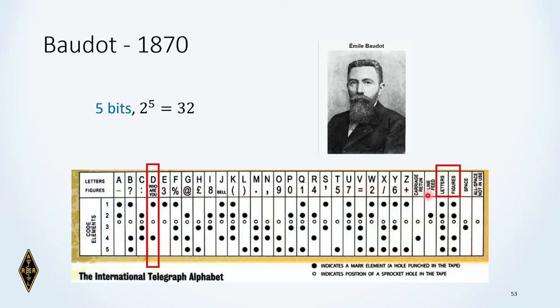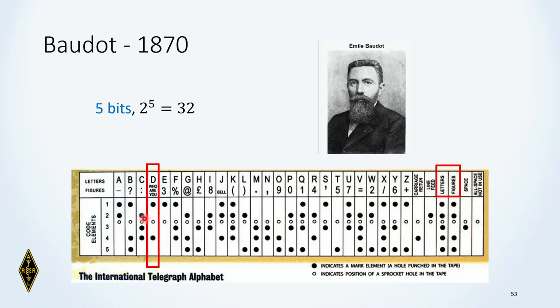And if we wanted to switch between the two, there's a little box I've highlighted here, letters or figures. So if we're sending text and we want to start sending figures, we'll send this code, and then we'll be transmitting the figures line until we go back to the letters, and then we'll be sending letters again.